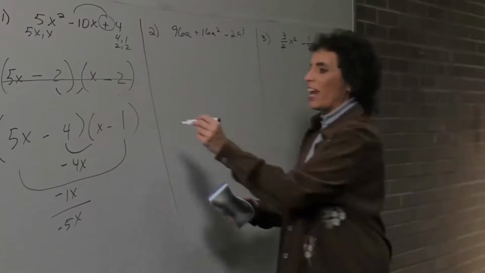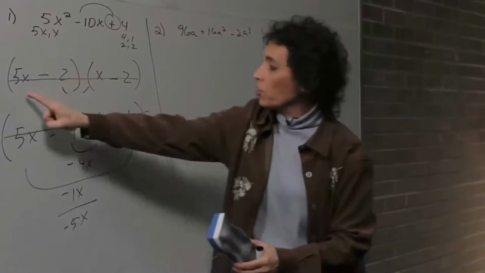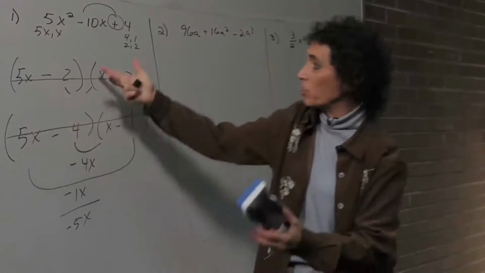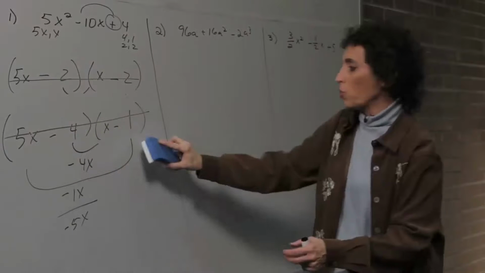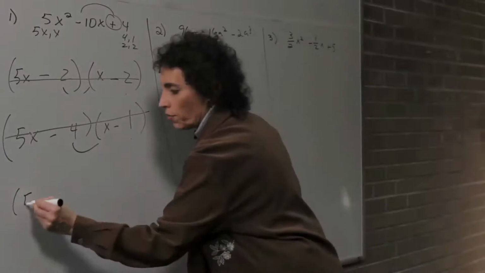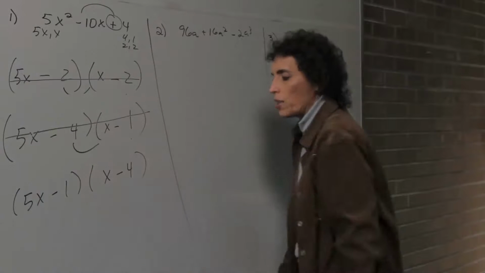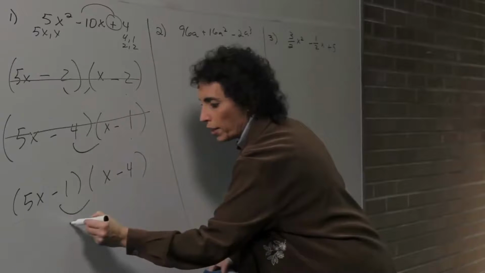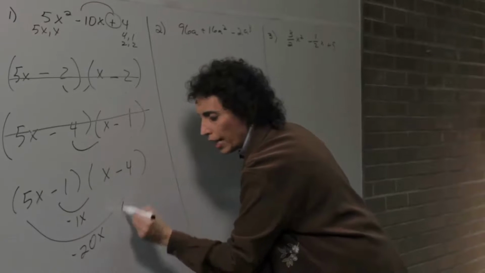Okay, now, is there anything else I can check? There's nothing I can move for these, 5x and x. That's all I got. Oh, I could try 1 and 4 maybe. Let me try 1 and 4. There's one more thing I can check. 5x minus 1, x minus 4, let's try that. That's negative 1x, negative 20x. Oh, come on. It's not working.